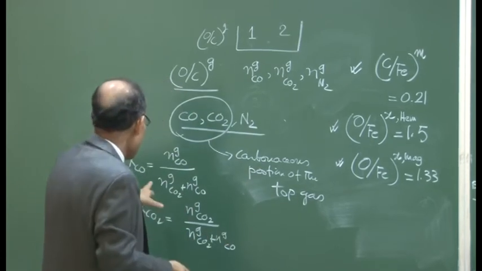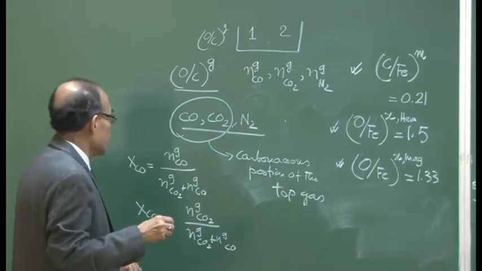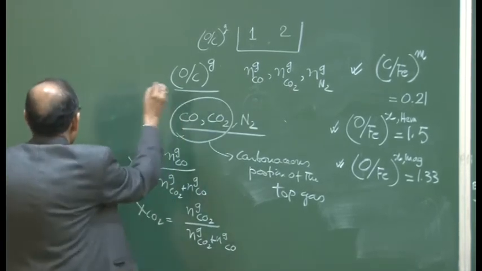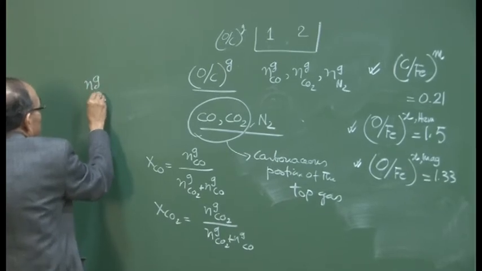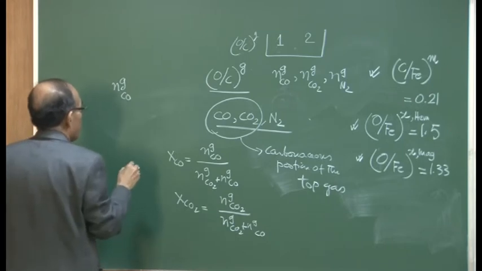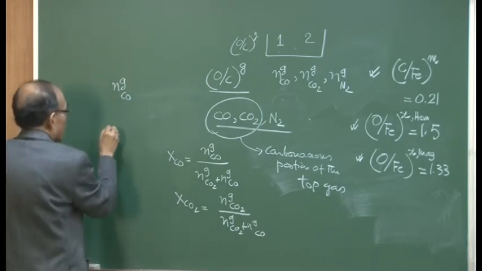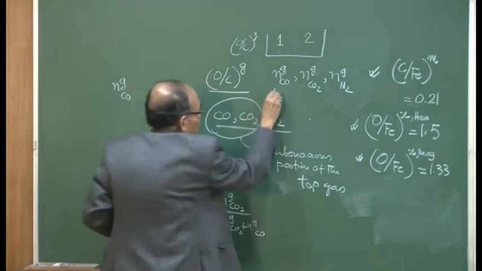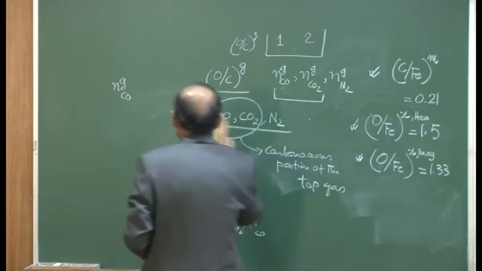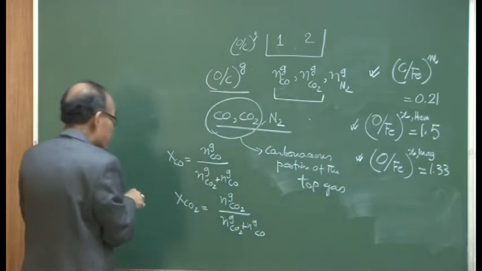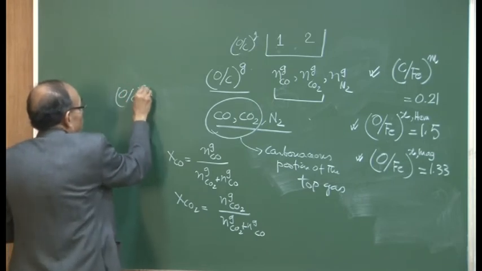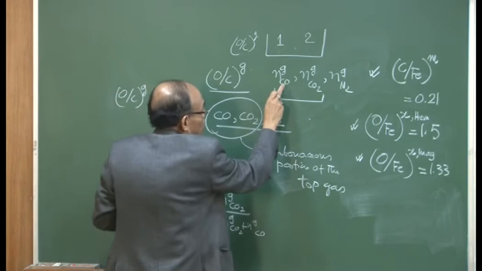Now, in the carbon monoxide and carbon dioxide, we can see that if you have NgCO and NgCO2 moles, this is the composition of the gas. So, we want to find out from the moles what is the O by C ratio of this particular gas.